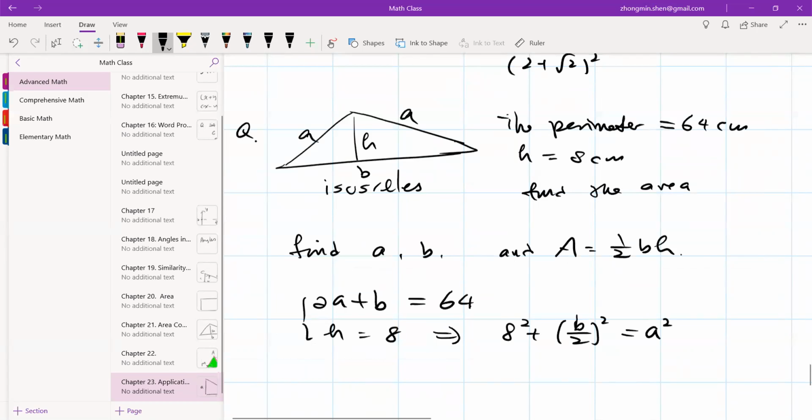Those are two equations. One is a linear equation, the other one involves squares.